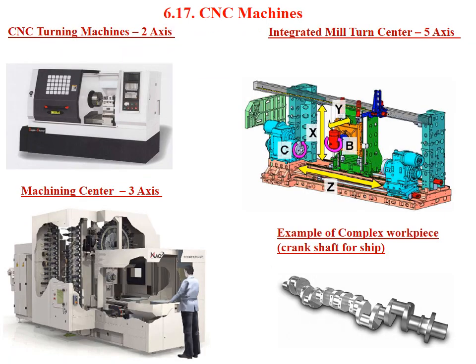Here you can see different types of CNC machine. First one is a CNC turning machine with two axes. Second, you can see a machining center with three axes and multiple tools. Third, you can see a five axis integrated milling center. At the bottom, you can see an example of a workpiece being machined in an integrated milling center. For very complex jobs where finishing is required in multiple axes, complex machines like integrated milling centers are used.